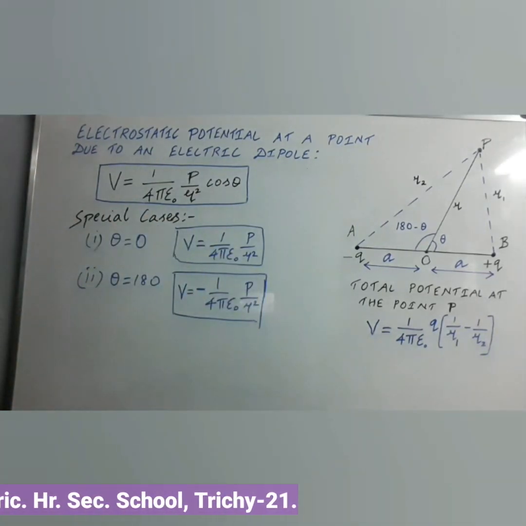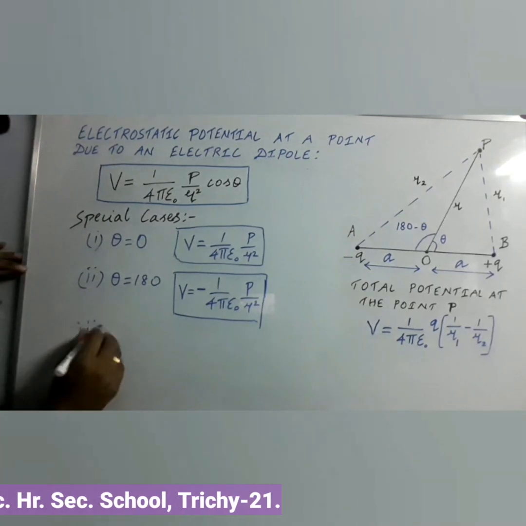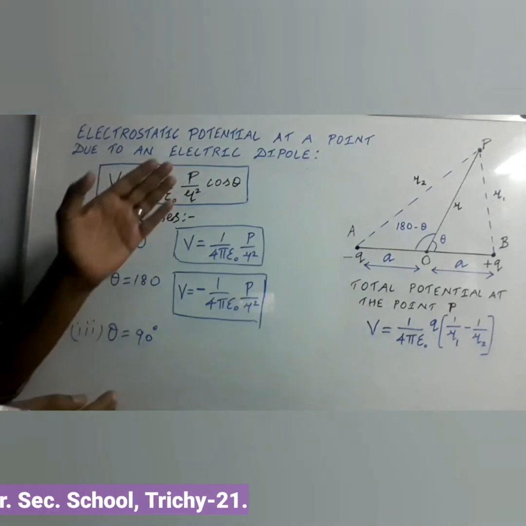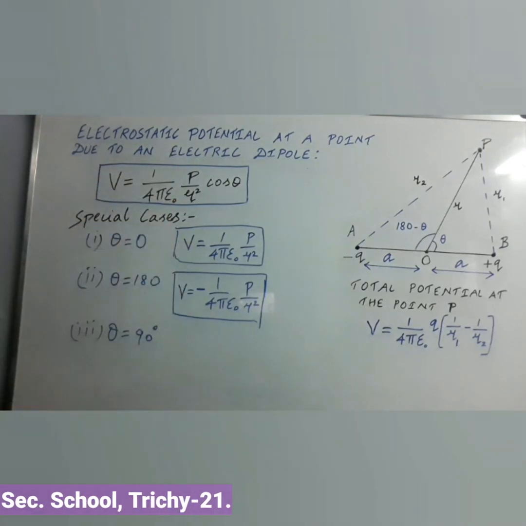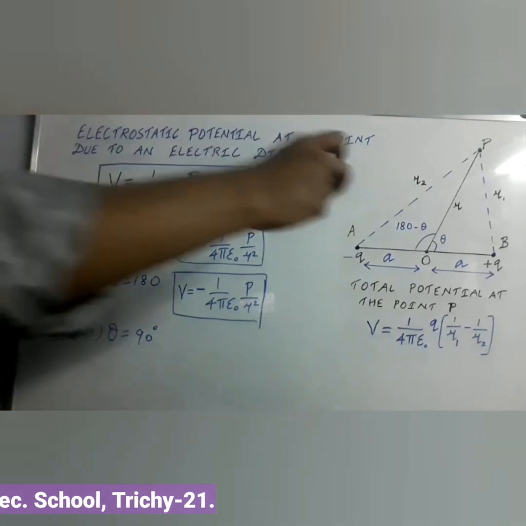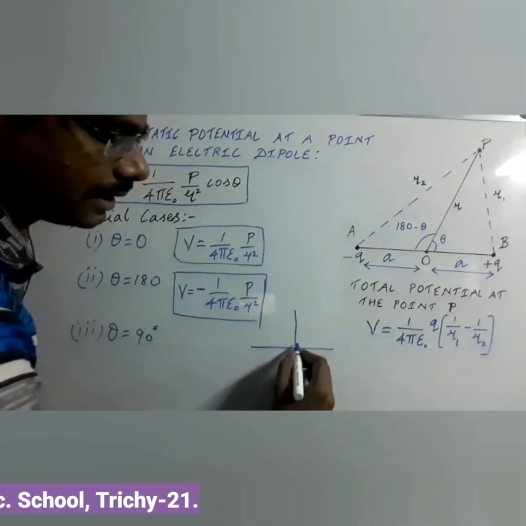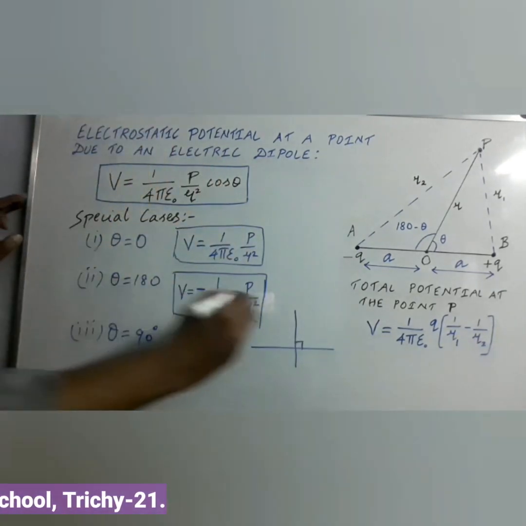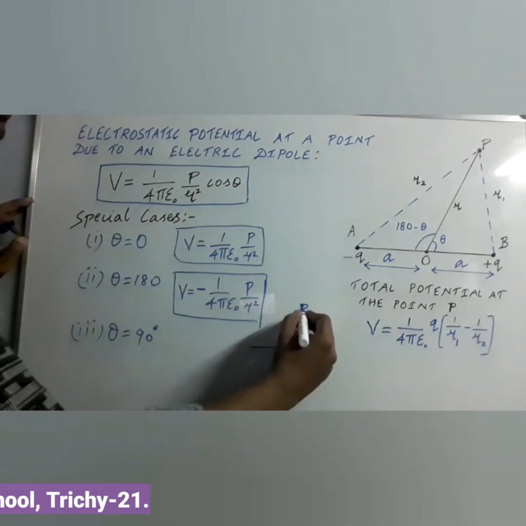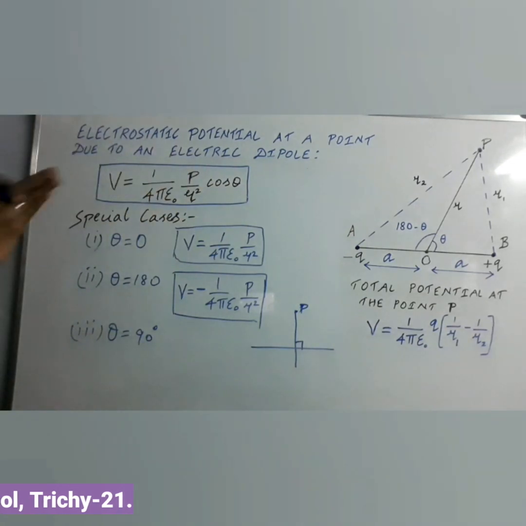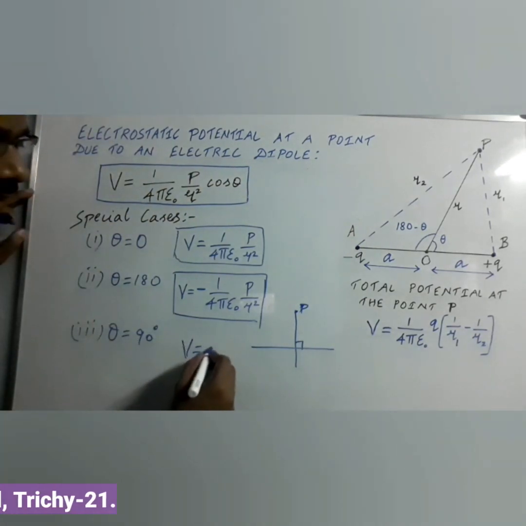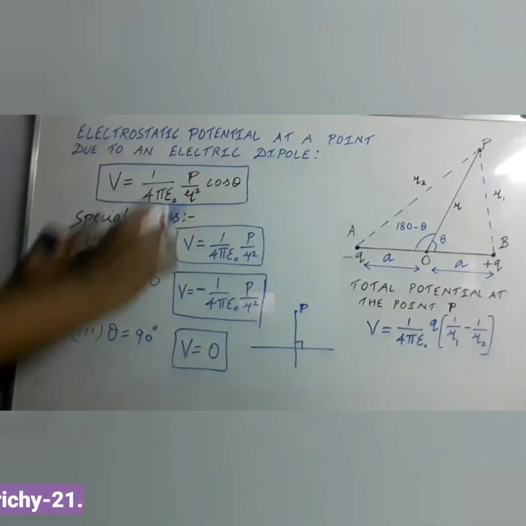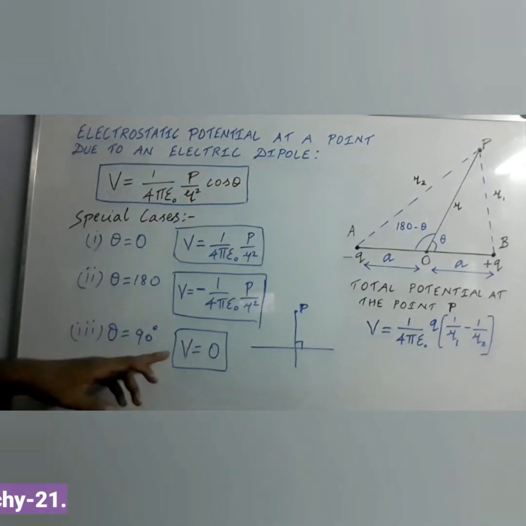And the last case, that is the third one, theta equal to 90 degrees. In the previous video we have learned that this is nothing but the equatorial plane. So now theta is 90 degrees. It will be like this, exactly the equatorial line. So charges are placed here. Now the angle is theta, point P is here. Then what will be the value? Cos 90 you have to apply. What will be the electrostatic potential? It will be 0, because cos 90 is 0. The entire value will be 0. Electrostatic potential will be equal to 0.